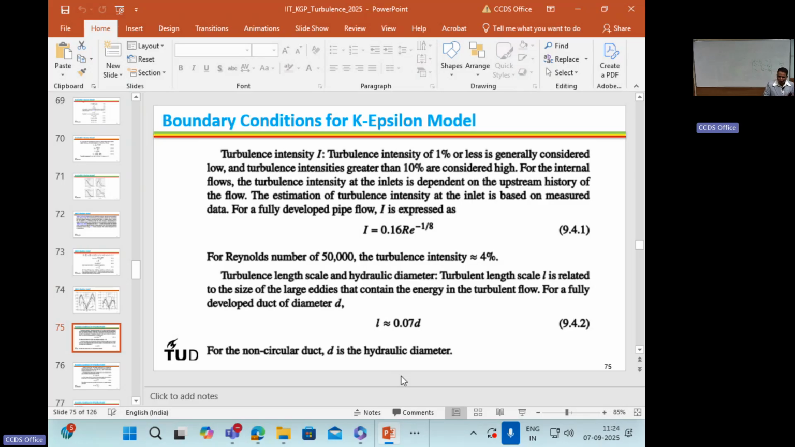The rule of thumb is to calculate the Reynolds number at the inlet. Based on the Reynolds number, there are some empirical correlations. You can calculate the intensity as 0.16 times Reynolds number to the power minus 1/8. This is the intensity you can define at the inlet. Another thing is that you can prescribe the mixing length at the inlet. The mixing length is normally 0.07 times the characteristic dimension, right? So you can use the height, or if it is a non-circular section, D stands for the hydraulic diameter, right? So this is the inlet boundary.